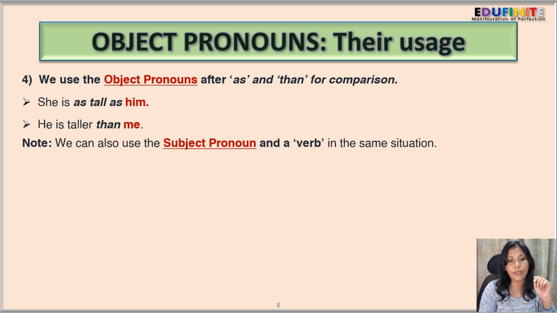Now we have to note one thing over here. We can also use a subject pronoun, but there has to be a verb after it, a subject pronoun and a verb in the same situation.